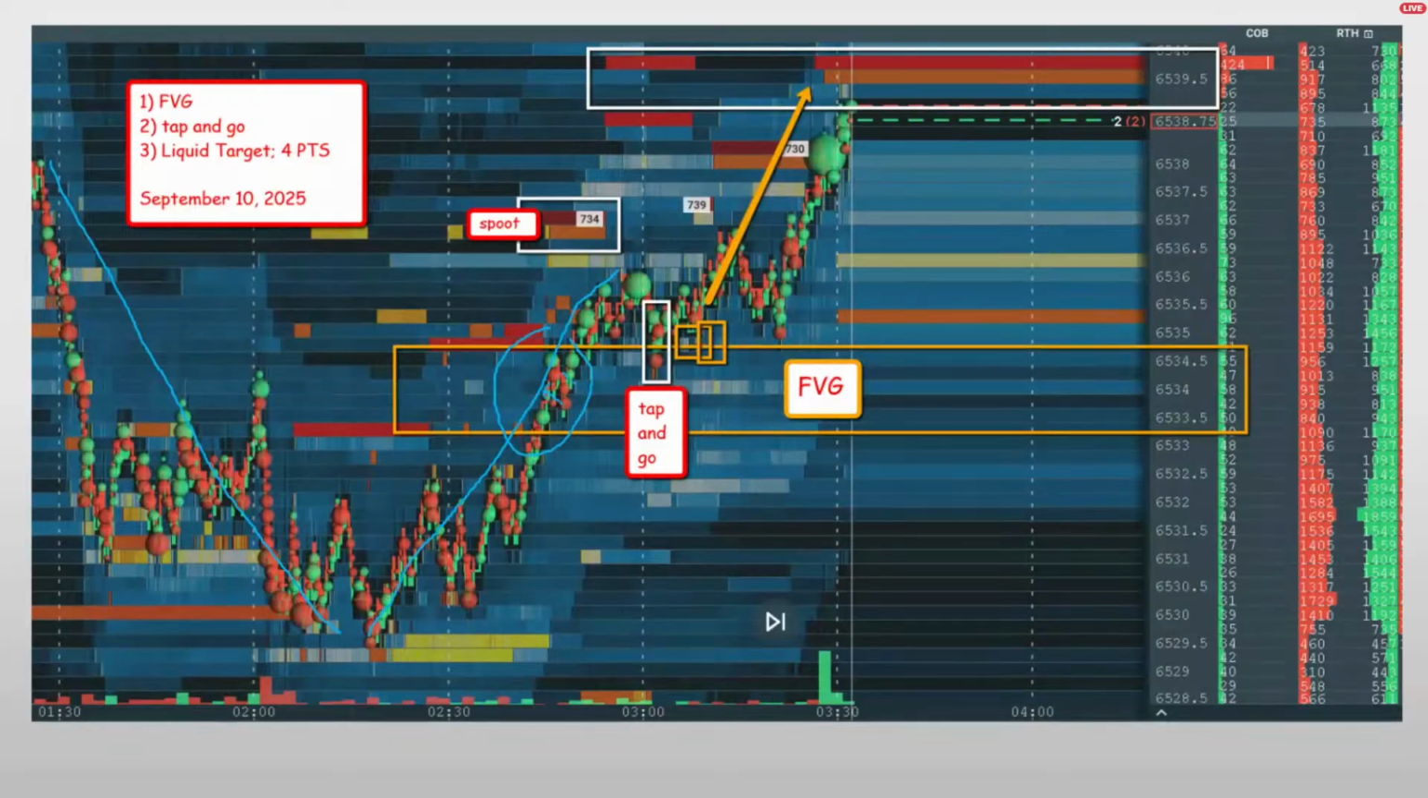Institutions will go ahead and buy their orders up. They'll get maybe a couple points here, 2 points, and then they leave their orders, come up and pick up the rest of their orders in the fair value gap, and they'll take this higher. Okay, so this is what we're looking for. We're looking for a fair value gap, and we're using Bookmap assets to find our target, which was up here for 4 points.